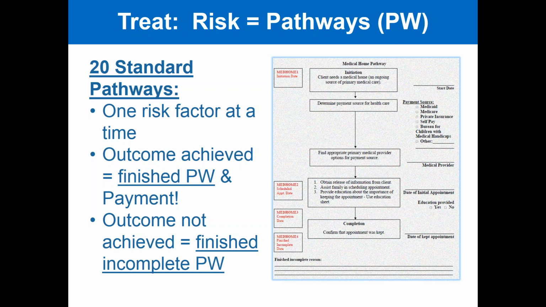The other thing with using pathways, and there's 20 standard pathways that are used, is that sometimes we don't get to the outcome that we want to achieve, but we're required in this model to track everything we did to try to get to the outcome so we can start to build the bigger picture of what's not working at the community or regional level. And this is a pretty powerful side of the model.